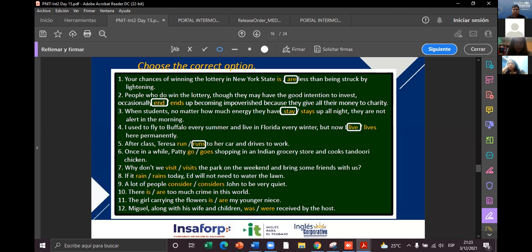Okay. Goes. Yes. Shopping in an Indian grocery store and cook tandoori chicken. Mm-hmm. Okay, next. Why don't we visit the park on the weekend and bring some friends with us? Okay. Ahorita. Is it raining today?